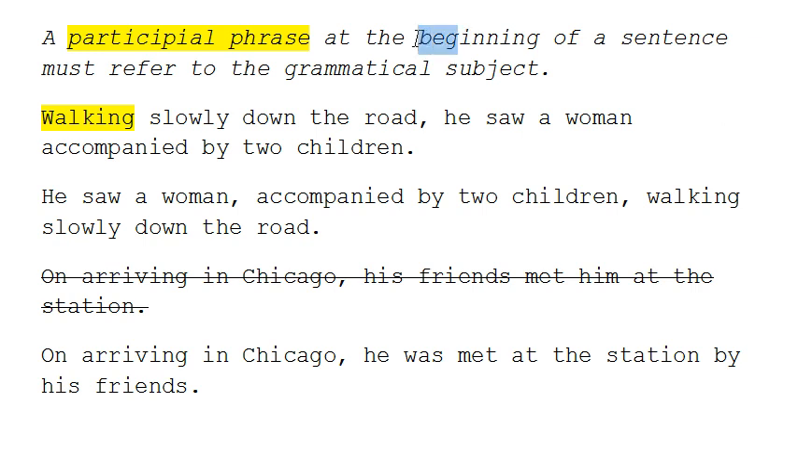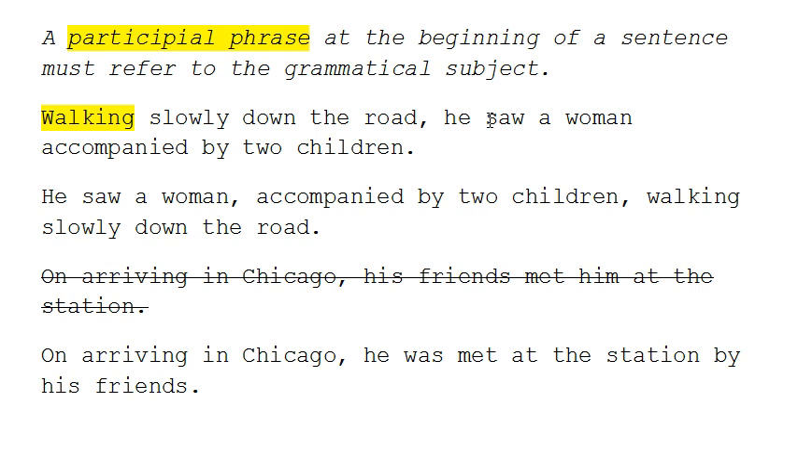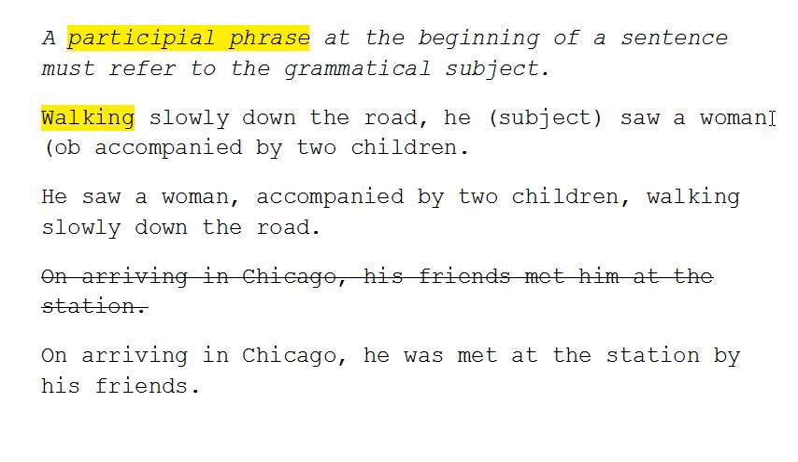Well, in the second part of this rule, we indicate that the participial phrase at the beginning of a sentence must refer to the grammatical subject. Well, who is the grammatical subject of this sentence? As we learned in the previous presentation, the subject is usually to the left of the verb, and the object is to the right of the verb.